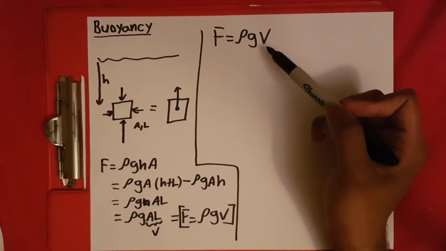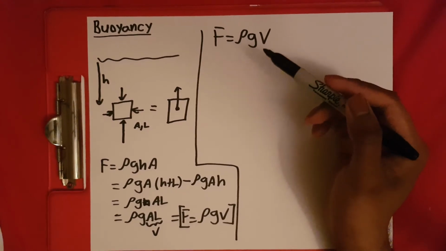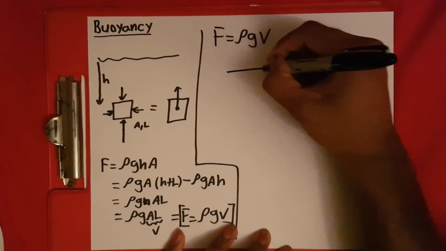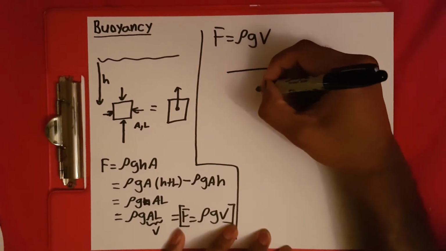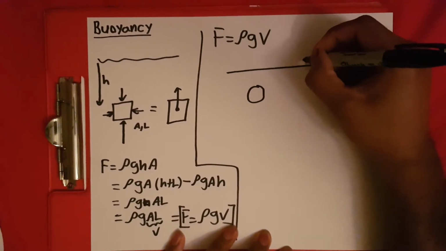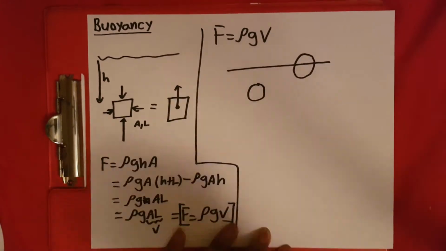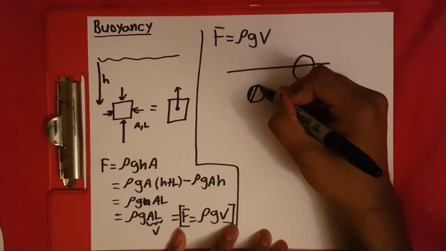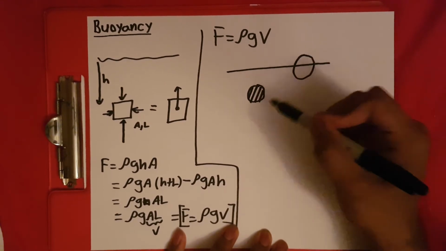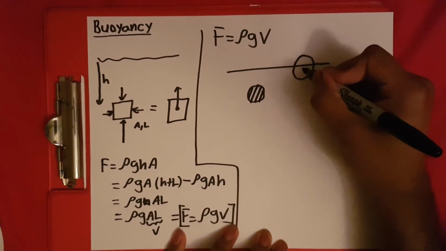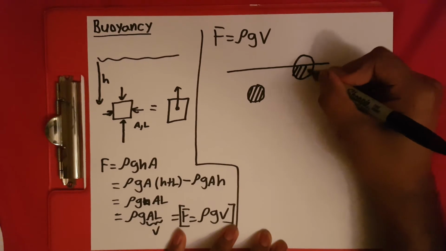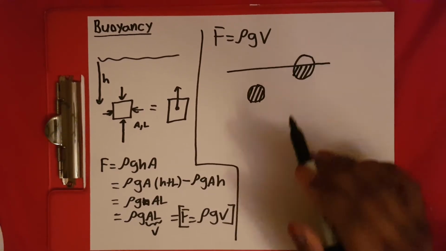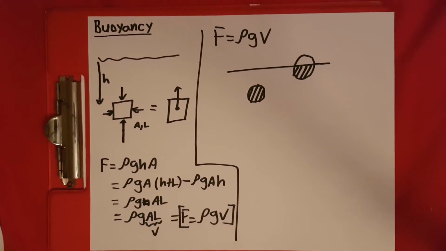And for volume, the volume of the object does matter, but it's really the amount of the object that's submerged that matters. If I have two objects of the same volume and one is submerged and one is floating, the volume you'd use in calculating the buoyancy force is how much volume is submerged. So in this example, you'd use the total volume, but in this case, you'd only use the part that's submerged underwater.